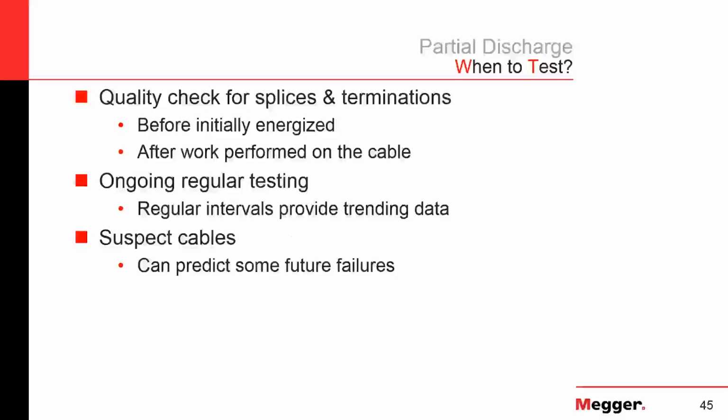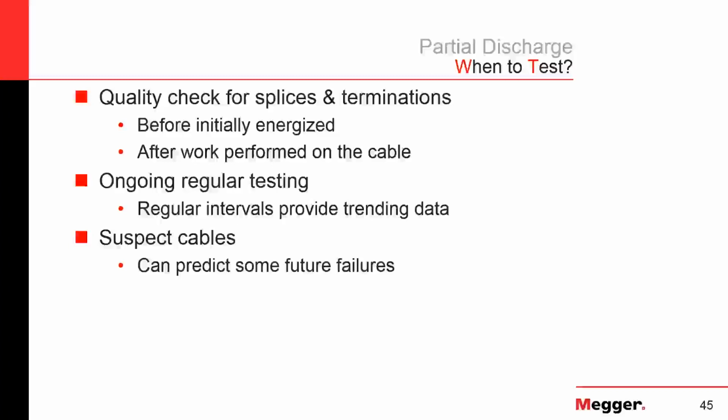So when do we use partial discharge testing? As a quality check for splices and terminations, as an acceptance test before the cable's initially put into service. We can also use it after work is performed on the cable. If you put a new splice in, we can do a partial discharge test to ensure that that splice was done well. It's also a very good test to do on an ongoing regular basis every 2 to 5 years, along with your tan delta testing.